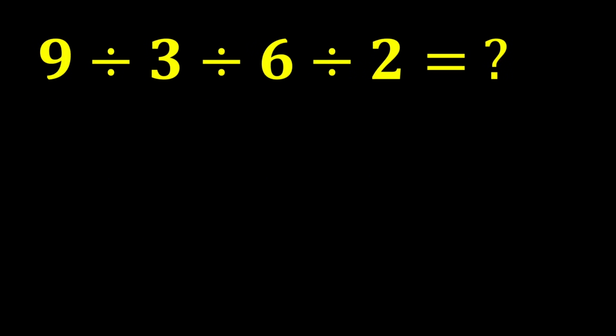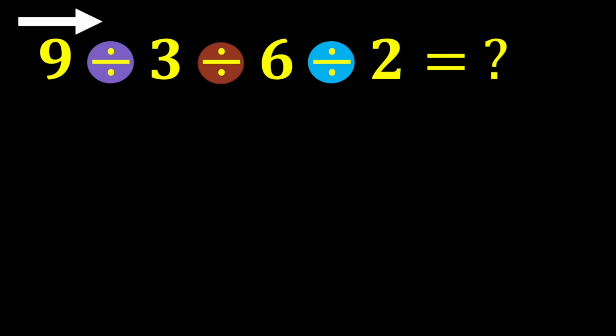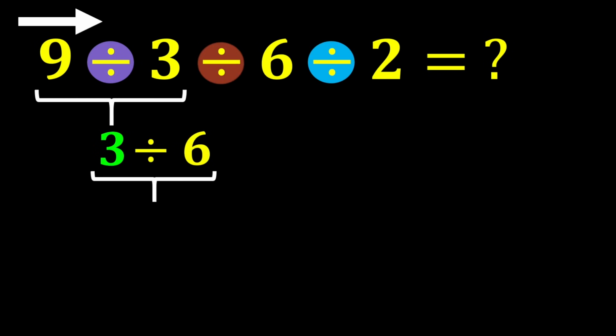9 divided by 3 divided by 6 divided by 2. In this expression, there is more than one division, and since divisions have equal priority, we move from left to right and perform the divisions in order. First this division, then this division, and finally this division. 9 divided by 3 gives us 3, and 3 divided by 6 gives us 3 over 6. If we simplify the numerator and denominator by 3, the fraction becomes 1 over 2. In the end, we must divide 1 over 2 by 2.